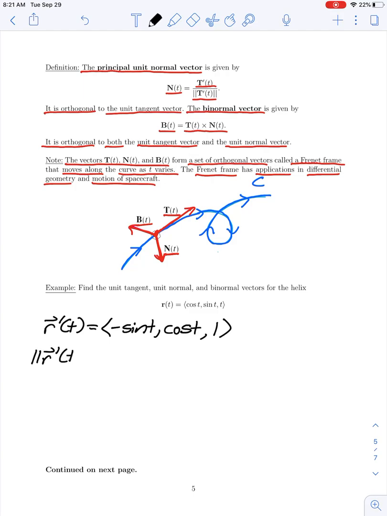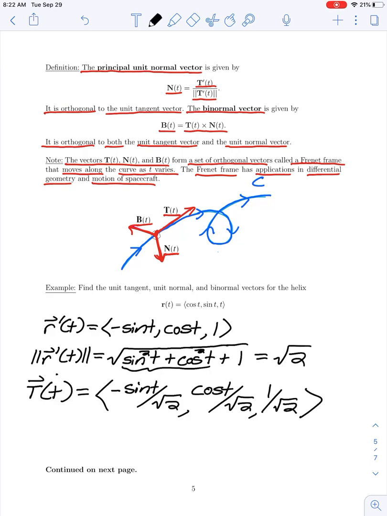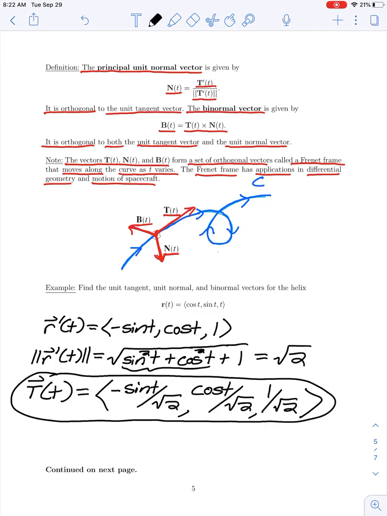Then I need to normalize this vector so that it has length 1. So I need to find its magnitude, which is given by the square root of negative sine t squared, which is sine squared t, plus cosine t squared, which is cosine squared t, plus 1 squared, which is 1. Since sine squared plus cosine squared of t is equal to 1, we're left with the square root of 1 plus 1, or root 2. So our unit tangent vector, T(t), is the vector negative sine t over root 2, cosine t over root 2, and 1 over root 2.